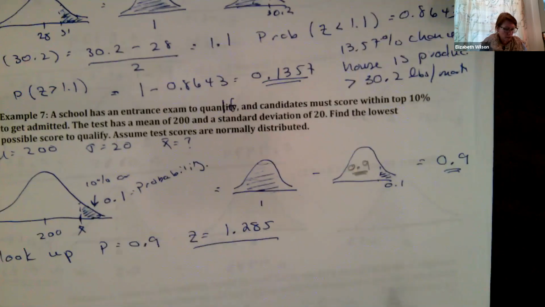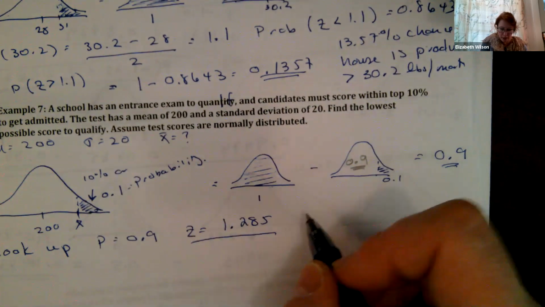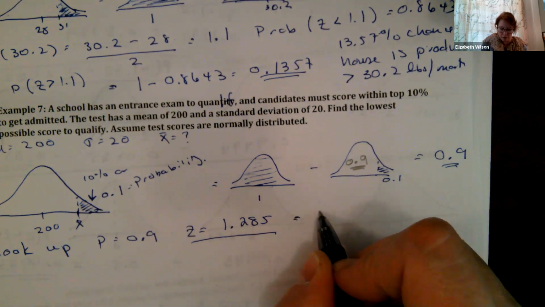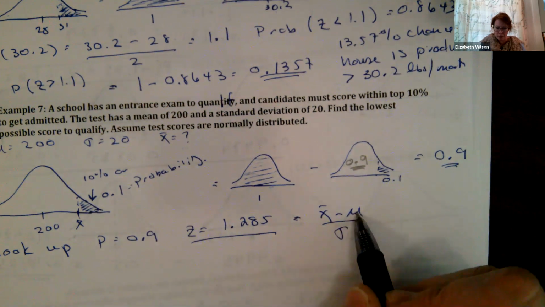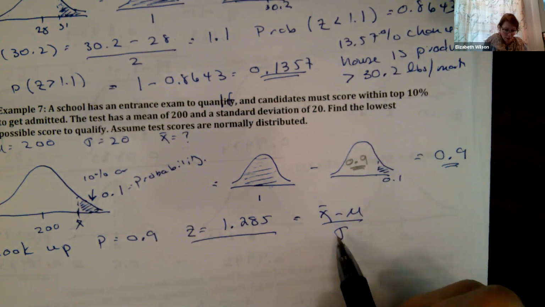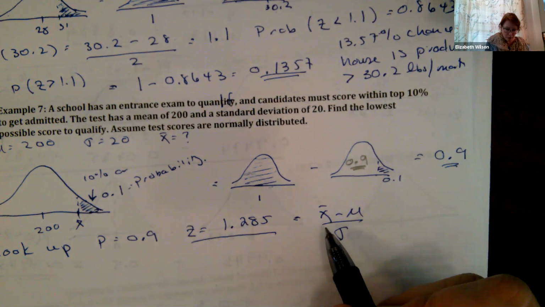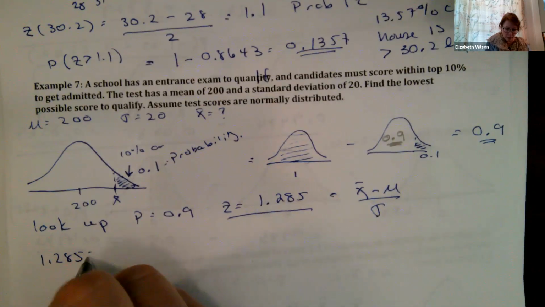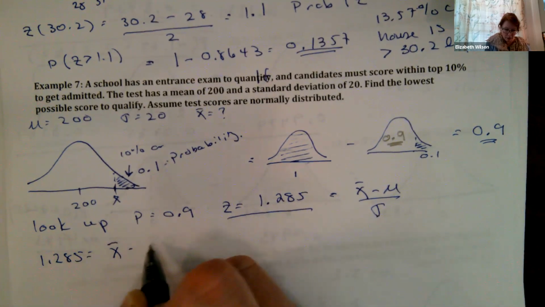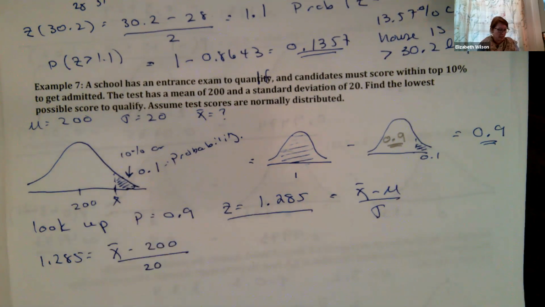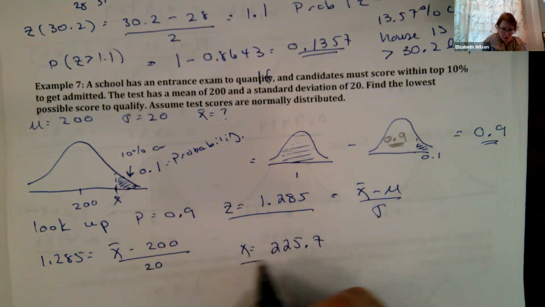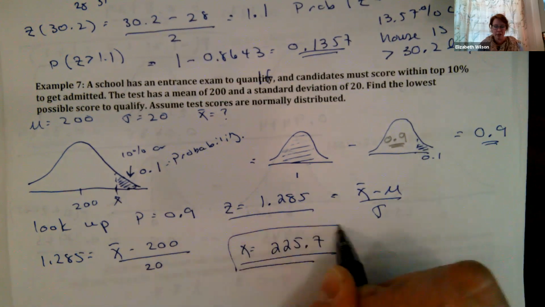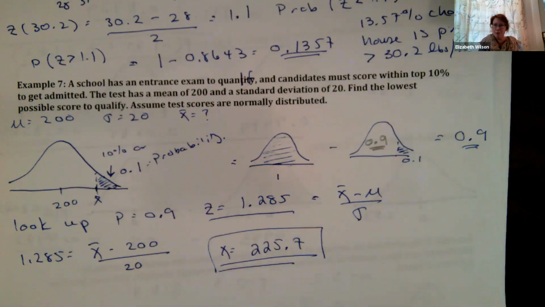Now remember, our equation for z value is equal to x bar minus mu all over sigma. So now I'm going to plug in, I know my mu and I know my sigma, and I'm going to solve for my x bar. So 1.285 equals x bar minus 200 all over 20. And then I work it back from there. Solve. I'm going to get x is equal to 225.7. So this is the minimum score that a person needs in order to qualify to be in the top 10%.